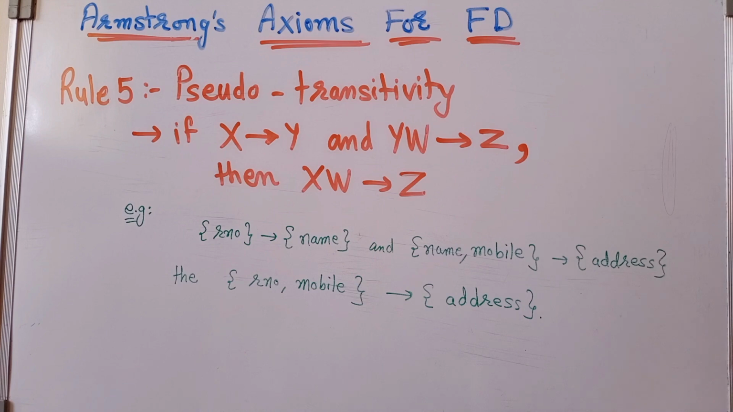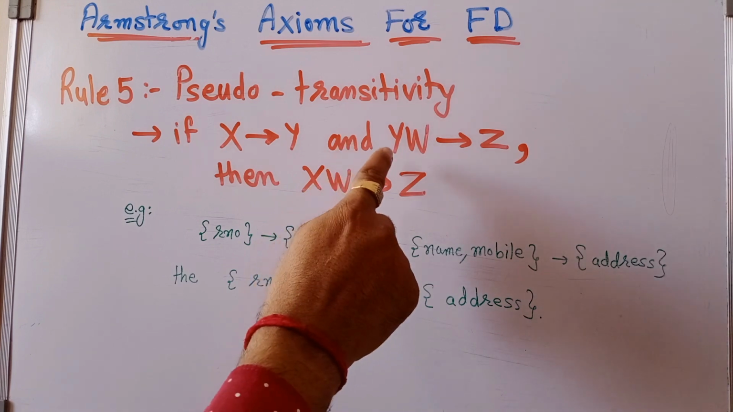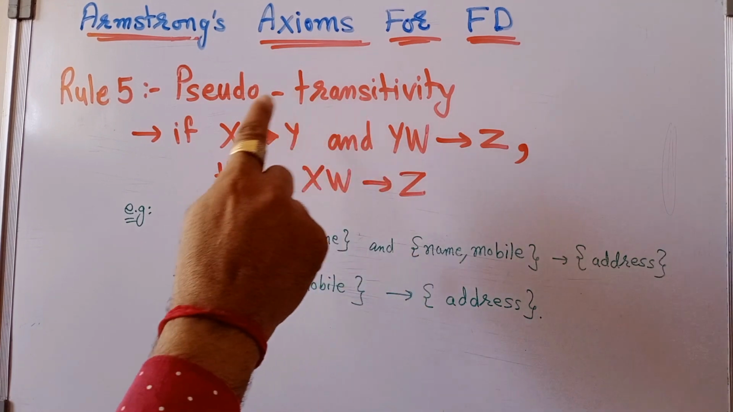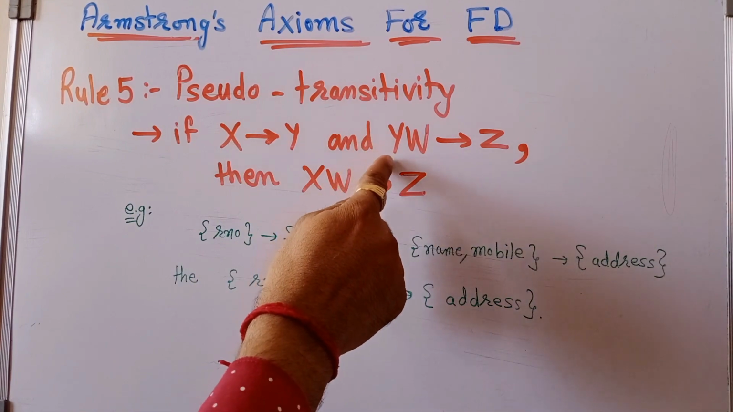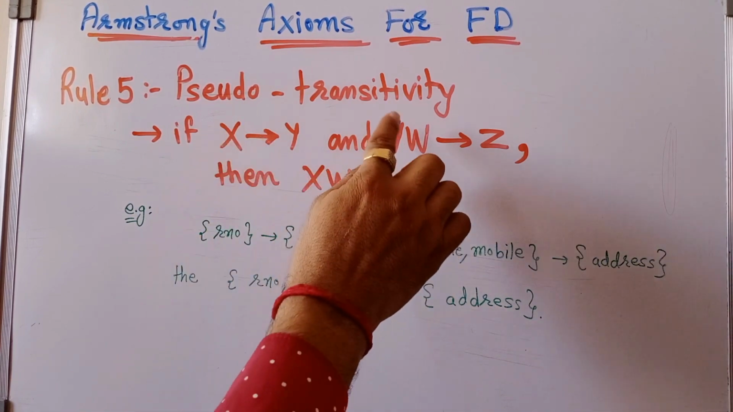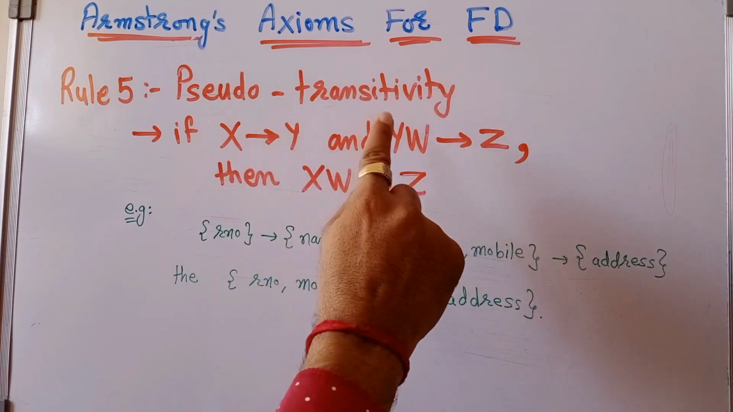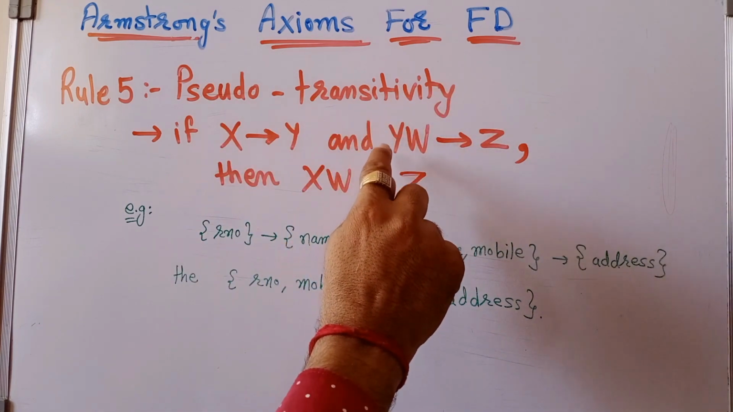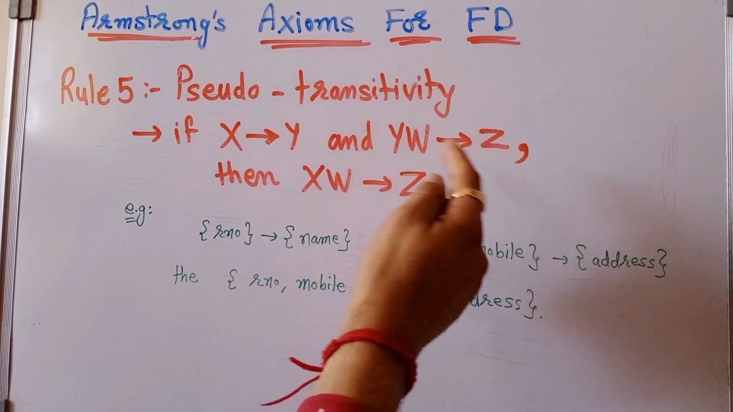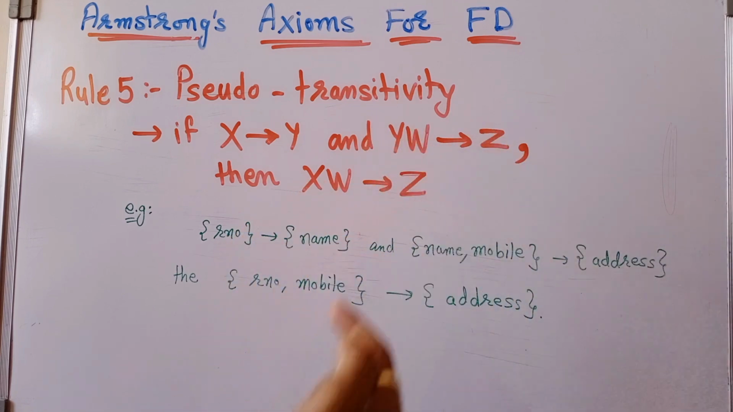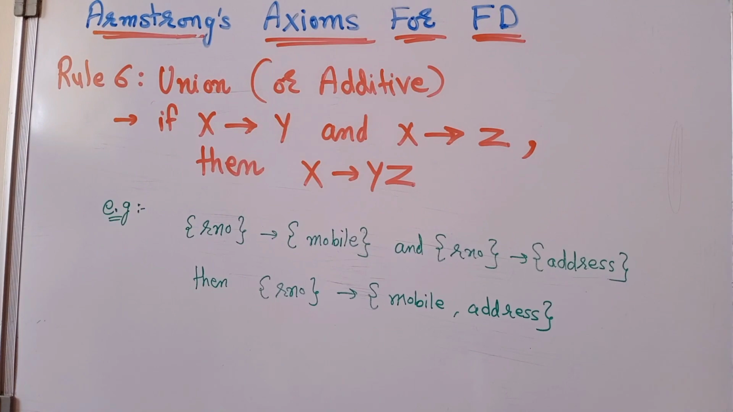Let's try to understand this. Actually, Y depends on X. It means Y's determinant is X. So Y's value will be defined from X. So here we can remove Y and place X. It means X and W together determine Z. That is our answer. XW determines Z.